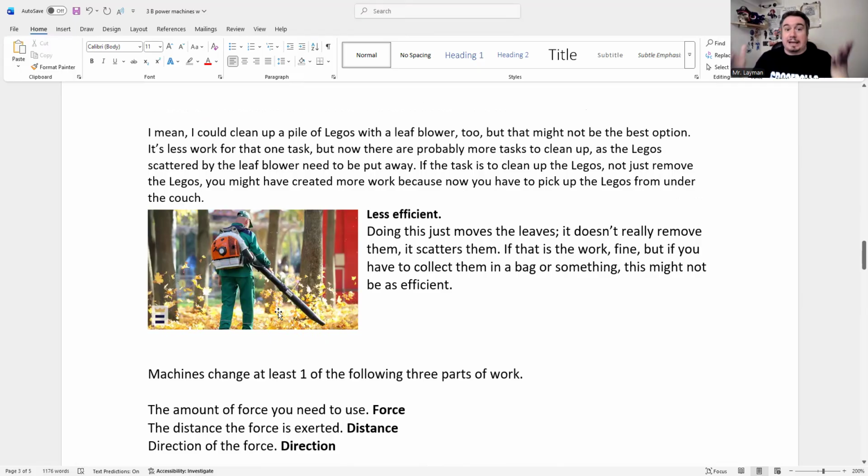I could move a pile of Legos with a leaf blower too, but that might not be the best option. It's less work for that one task, but now there's probably a bunch of other tasks I'm having to do to clean up, as the Legos scattered by the leaf blower now need to be put away. If the task is to clean up Legos, not just remove them, you might have created more work, and don't do that because it's less efficient. Doing this just moves the leaves. If you're spraying around a leaf blower like this, you're just moving the leaves around. They're still there. You're not raking them up and putting them in a bag. You're just blowing them around. It doesn't really help.